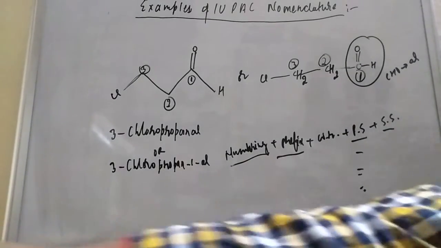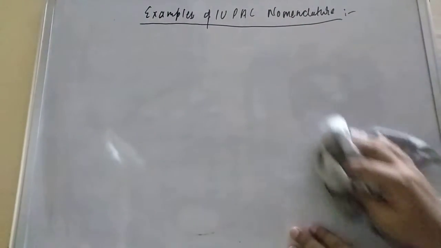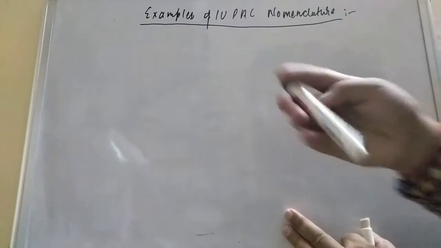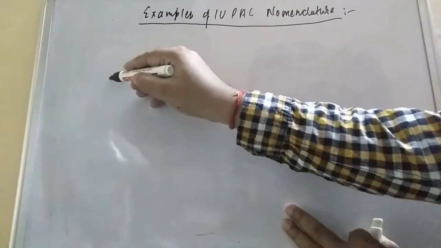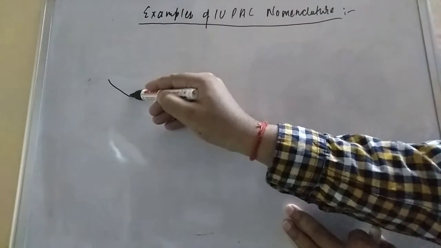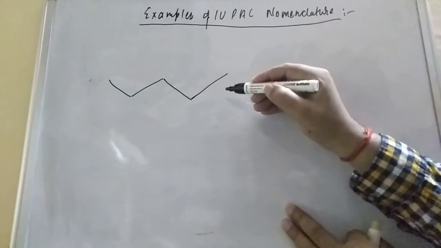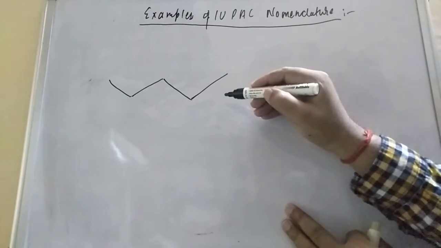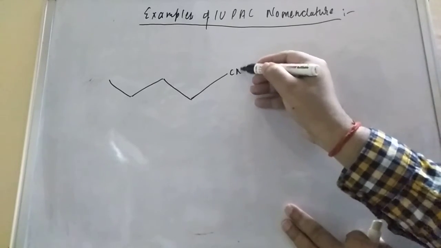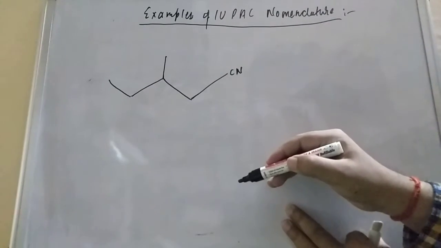Now let us see, student, we are going to another example. I am writing the other example on the board, you try to understand it. So when I write another problem, I am giving you this. The formula I am writing is in the bond line formula. So this is the compound. Here is the CN group, and here again a methyl group is there.